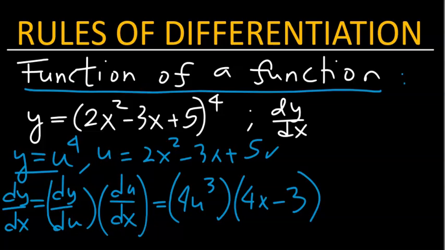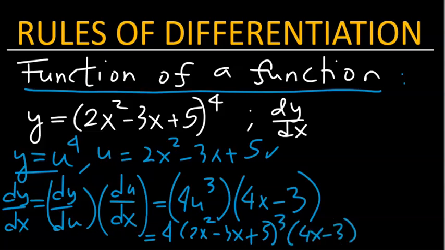Substituting back the expression for u, you get (2x squared minus 3x plus 5) to the power 3 times (4x minus 3). And that is the final expression for dy/dx.